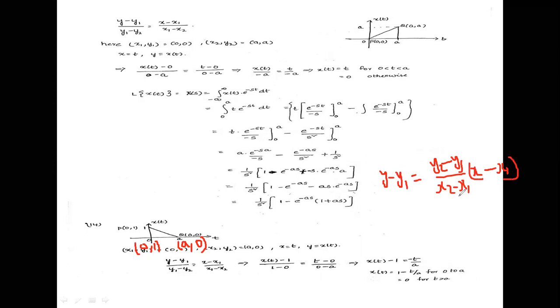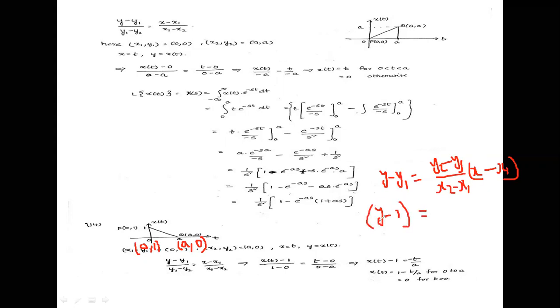You can see the quadrants at this point is 0, 1. So x1, y1 is 0, 1, and x2, y2 is a, 0. Now, using the straight line equation, y minus y1 is equal to y2 minus y1 by x2 minus x1 into x minus x1. Okay, this straight line equation y is equal to mx plus c. M is nothing but the slope. Y minus, what is the y1 here? 1.